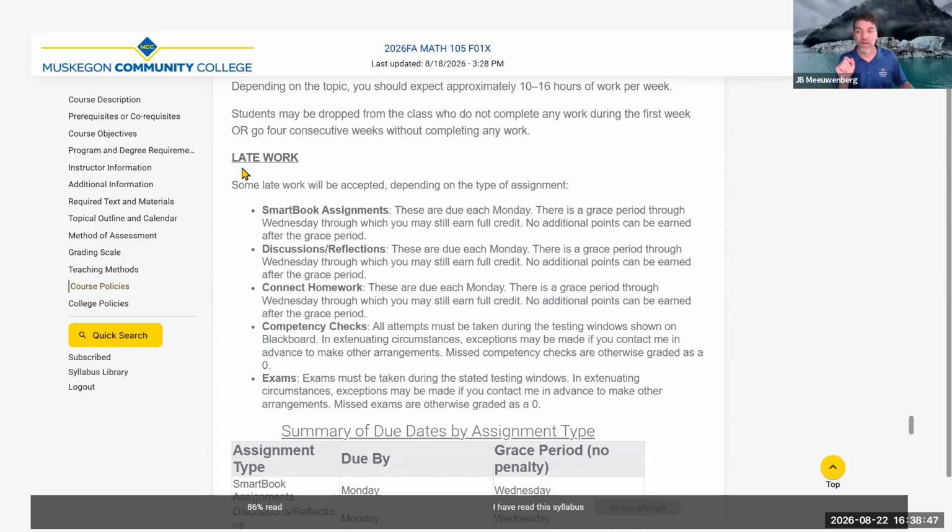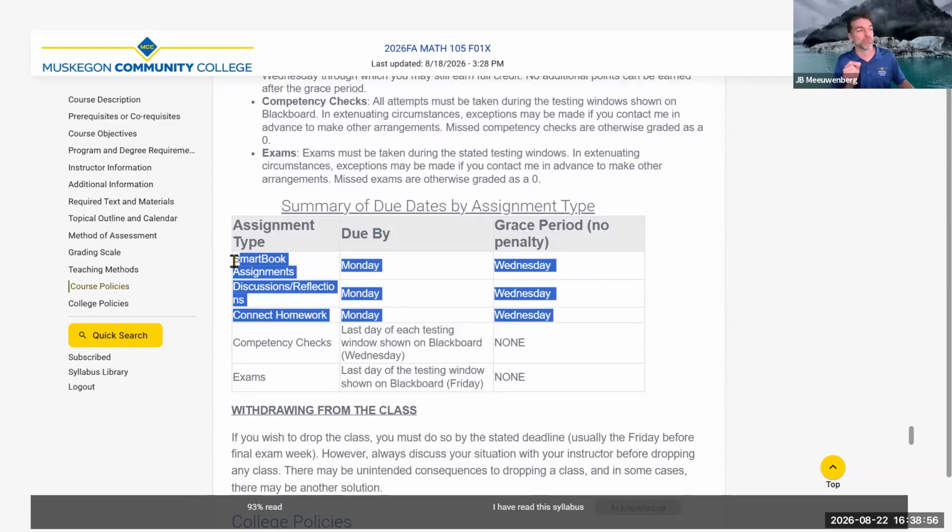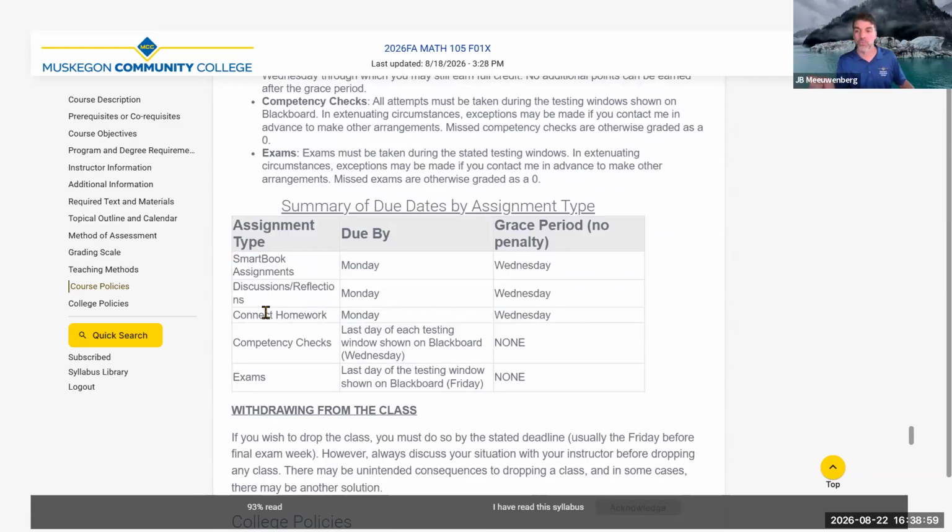Information about late work. Now, I provide buffers. I'm going to scroll down here. Most of these first three categories of assignments, SmartBooks, discussion reflections, and Connect homework, have due dates of Monday. We start each module on a Sunday. You have the entire next week to the following Monday. That's when things are due. But there's an automatic grace period even through the following Wednesday, which means if you don't get it done by Monday, but you get it done Tuesday or Wednesday, you're still going to get your full credit, no questions asked.